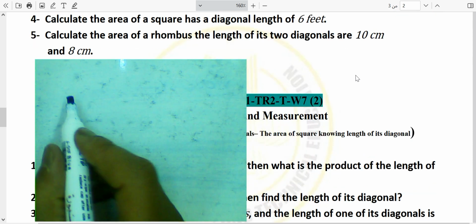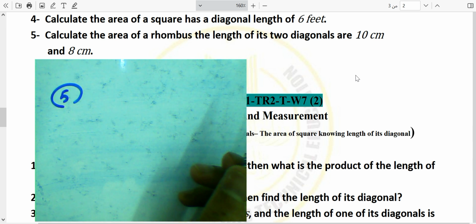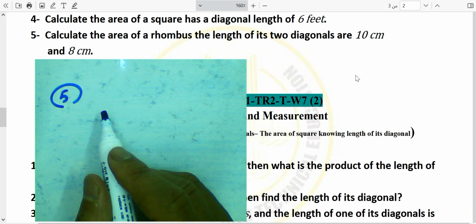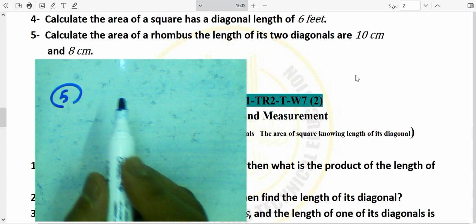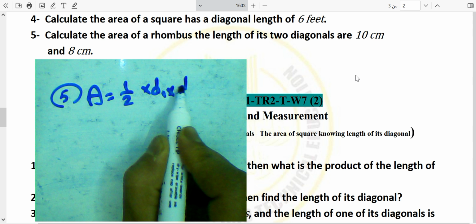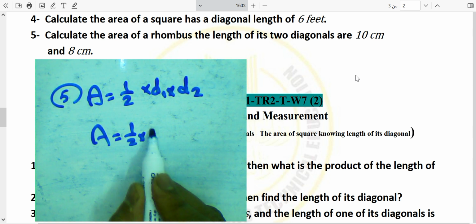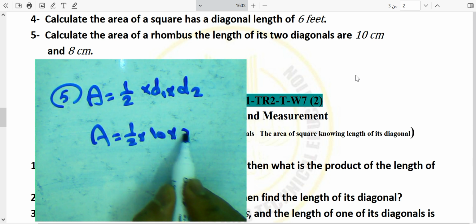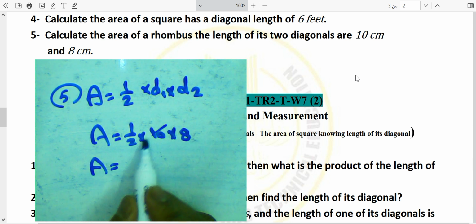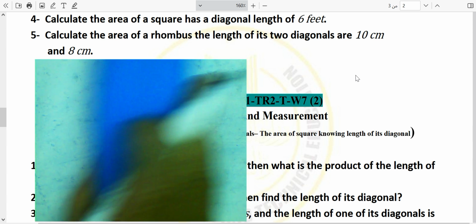Next question, number 5. Calculate the area of a rhombus. The lengths of its two diagonals are 10 centimeters and 8 centimeters. Okay, we can find the area equals half times diagonal 1 times diagonal 2. Then the area will equal half times the first diagonal, 10, and the second, 8. Half of 8 is 4, and 4 times 10 equals 40. The result will be 40 square centimeters. It's the area of the rhombus.